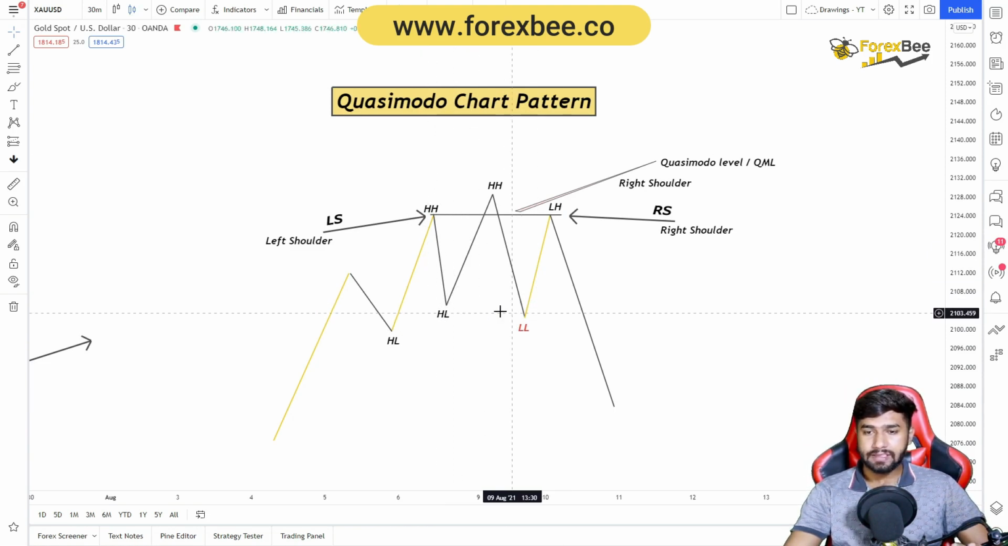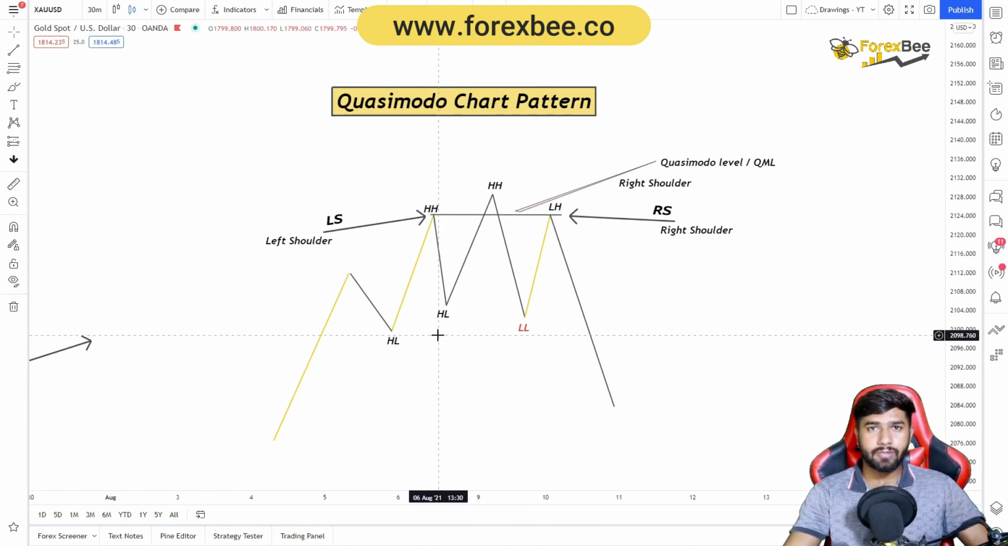Okay, this means now the sentiment of the market has reversed or changed, and then after that the price retraces back to pick those pending orders that were placed here, and then it starts going downward, it starts going bearish.